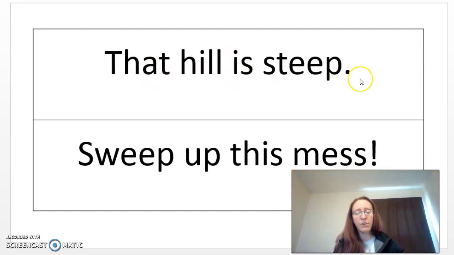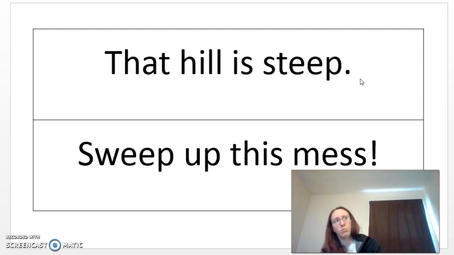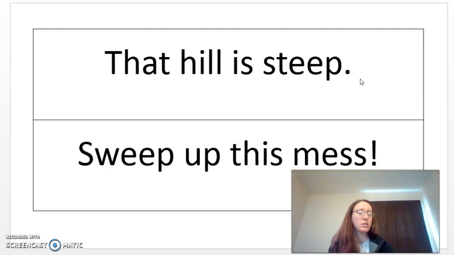Let's take a look at these sentences. Go ahead and read the first sentence, and then we'll review it. If you need to pause it to tap out some more words, go ahead and do that. It's important to practice reading on your own. Okay, let's look at this first sentence together. That hill is steep. That hill is steep. And it's awesome if you can read the words without having to tap them out.